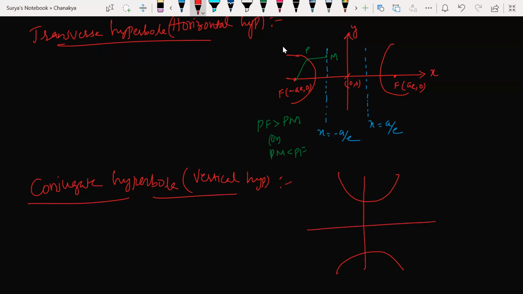Then where would be the directrix? Tell me. The directrix is here, look. Similarly, what would be the foci? Everything is the same. What would be the foci? Tell me the foci. Here 0 comma b, here 0 comma minus b. That is what we used to write in an ellipse also.